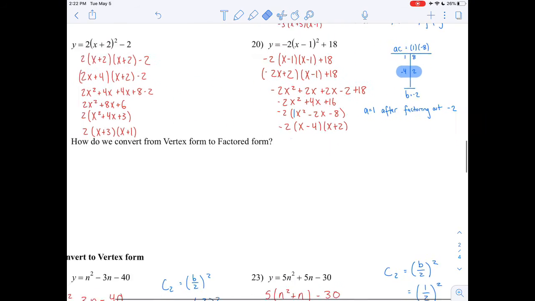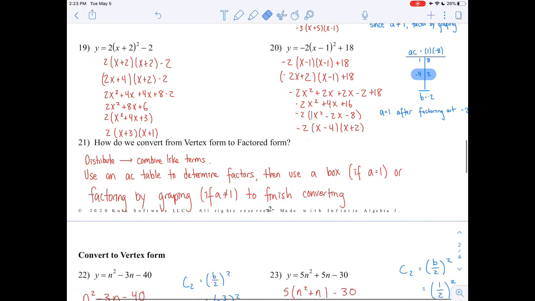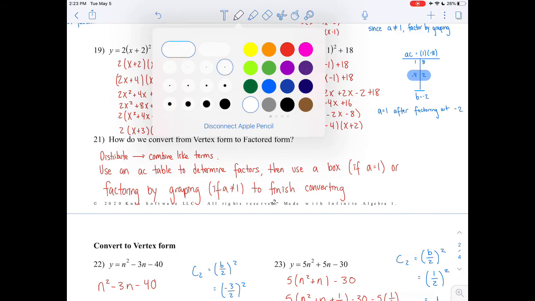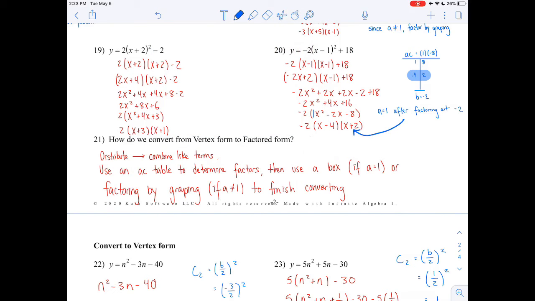In general, when converting from vertex to factored form, you just want to distribute and combine like terms and then use an AC table to determine factors. Then use a box if A equals 1, or you can jump straight to the parentheses like I did, or you can factor by grouping to finish converting.